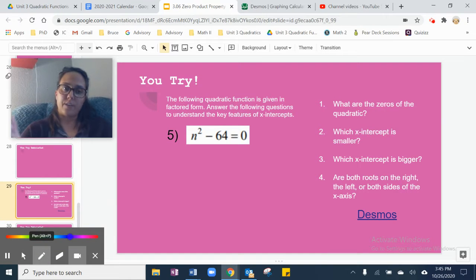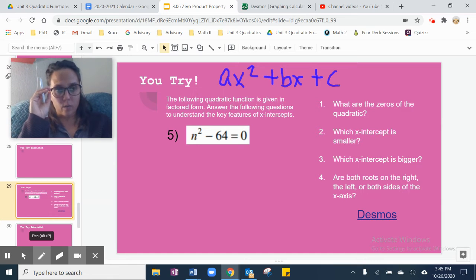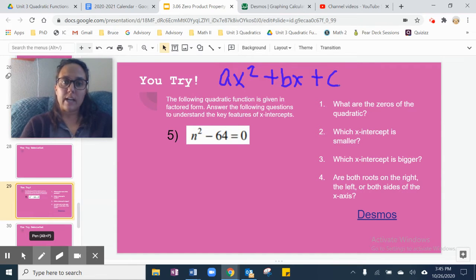So this function looks a little different, and I want to address that first. So that's the standard form of a quadratic equation, and we have the n squared part, and we have the constant, but we don't have the bx. We don't have that middle term. We can still solve for the zeros of the function, but I want to look at the graph first because it is different.